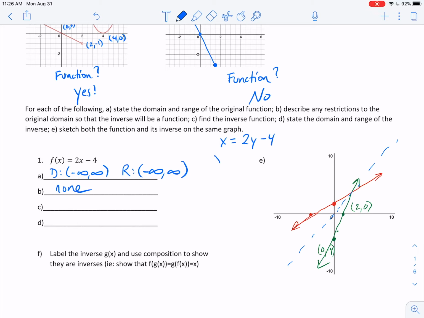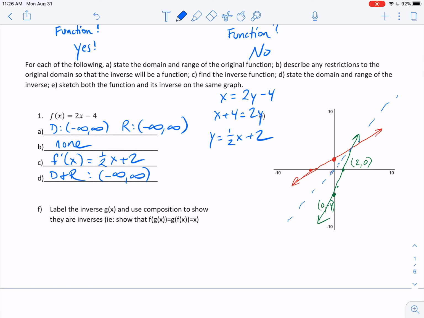Find the inverse function. Okay, so I can come along here and say x is equal to 2y minus 4, solve for y. x plus 4 is equal to 2y. That gives me y is equal to 1/2 x plus 2, which is how we would typically write our linear functions. Since this is the inverse and it's a function, we can say the inverse of f is equal to 1/2 x plus 2. State the domain and range of the inverse. The domain and the range are still both negative infinity to positive infinity. It's a line. There we go.